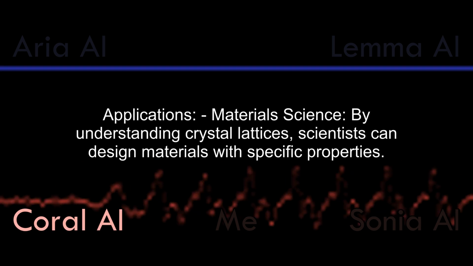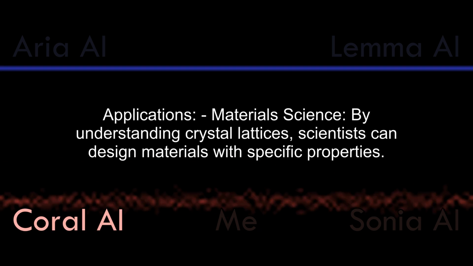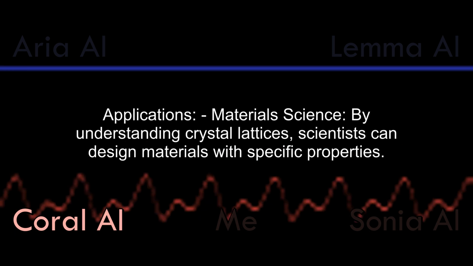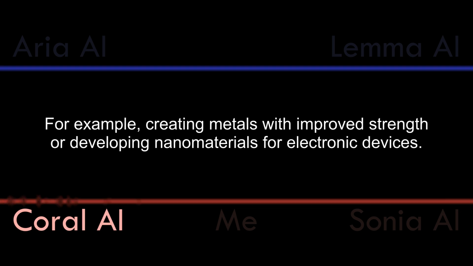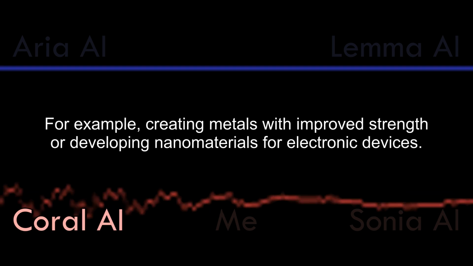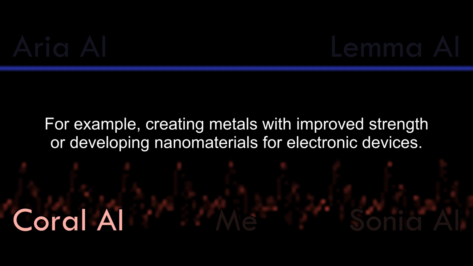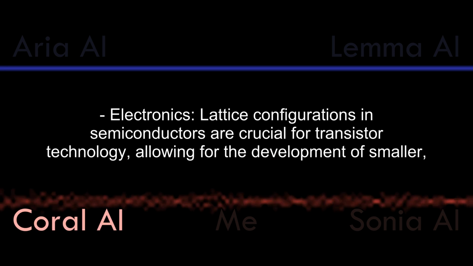Applications of materials science. By understanding crystal lattices, scientists can design materials with specific properties. For example, creating metals with improved strength or developing nanomaterials for electronic devices.